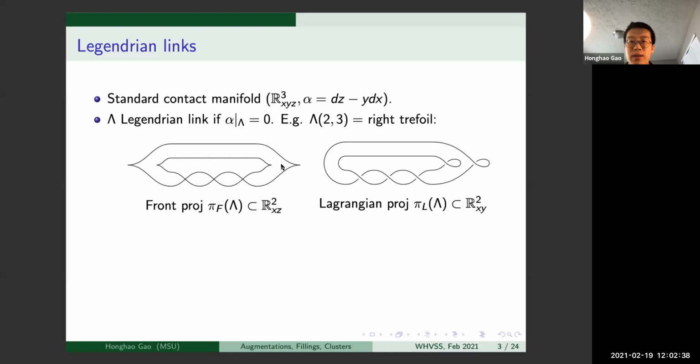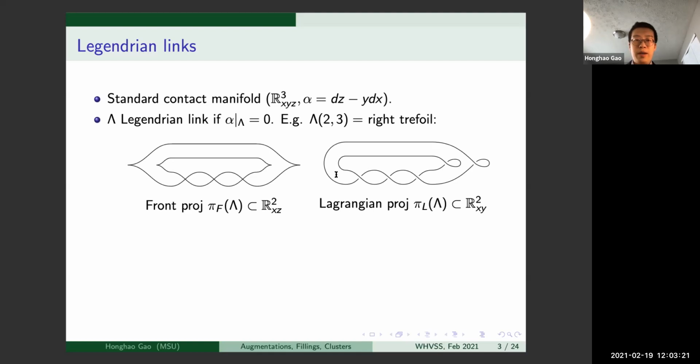This is also an example of the closure of a positive braid, where I have two strands, and I braid them 3 times and then close it up to obtain a link. One thing I want to point out is that in the front projection, the missing coordinate y can be determined by the slope of the curve, because for alpha to vanish, y equals dz over dx. So for the crossings, we don't need to specify which one is the over strand and which one is the under strand. They all have the same pattern.